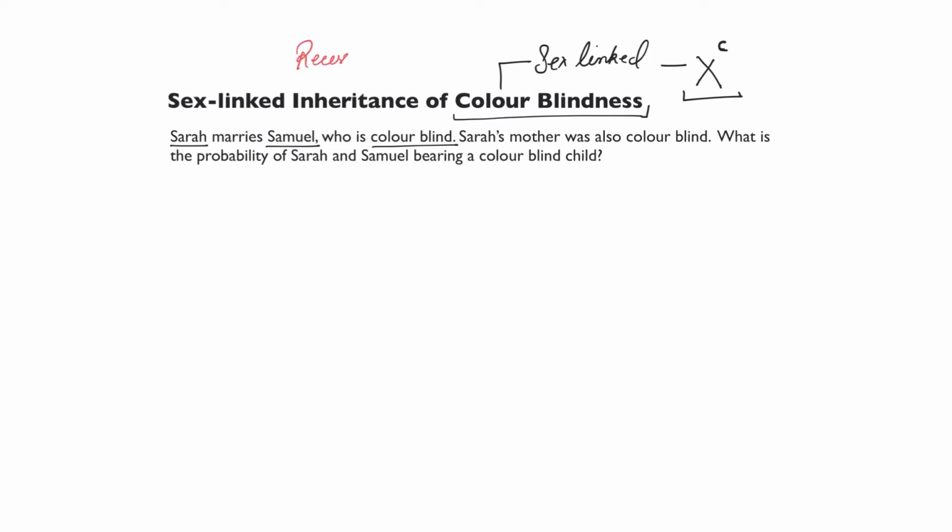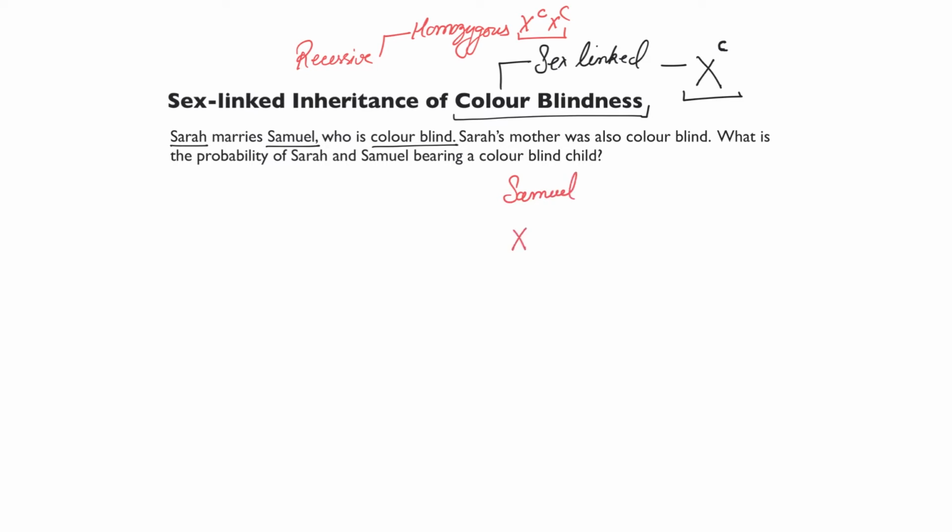Now, what does the term recessive mean? It simply means that a person needs to be homozygous for themselves to express this. So a person who has XC copies, who carries two copies of the allele, only will be colorblind. So Sarah marries Samuel, who is colorblind. Now Samuel, so let's write Samuel is colorblind.